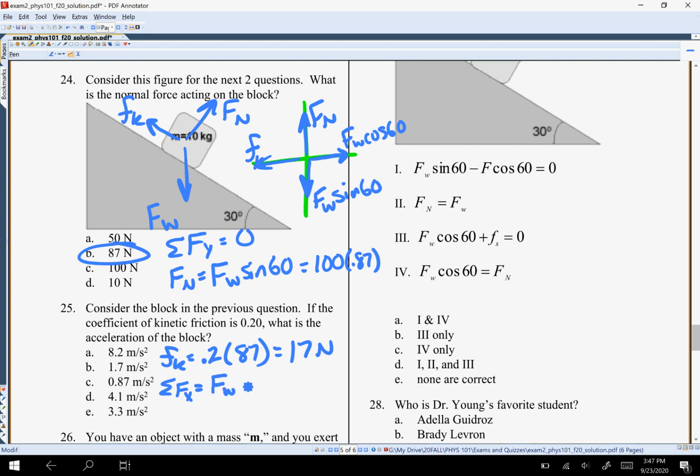Fw cosine 60 minus 17 equals m times ax, and ax is what I'm looking for. So let's just put in our values here. This is 100 times cosine of 60, which is 50, minus 17, divided by the mass, which is 10 kilograms. And that's going to equal ax, which is 33 over 10, 3.3 meters per second squared.